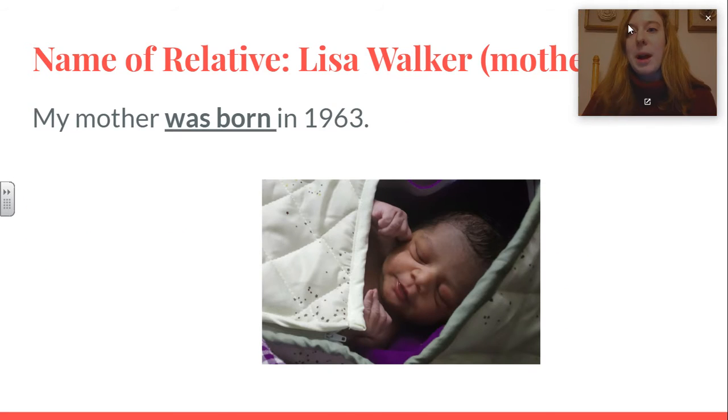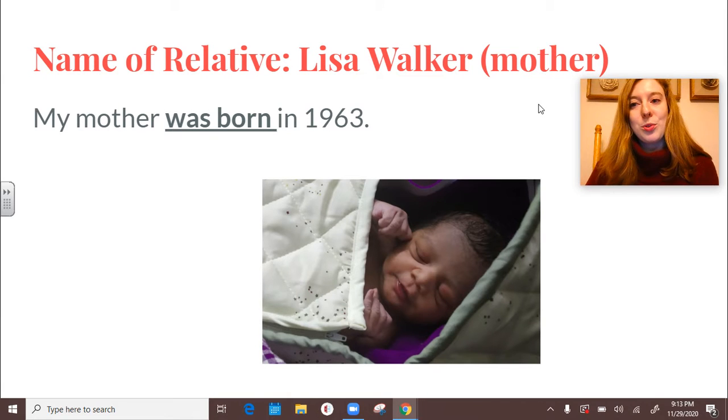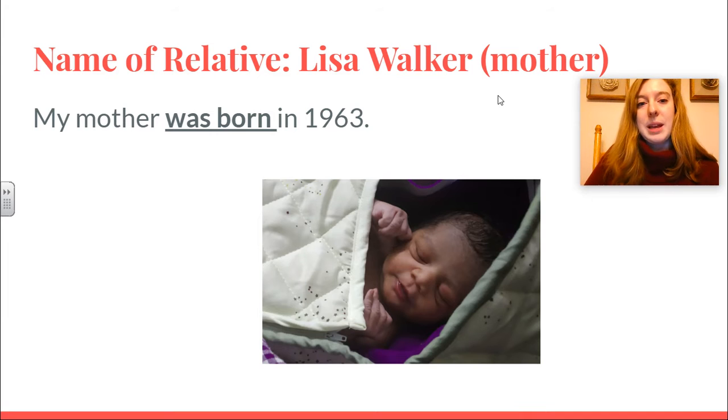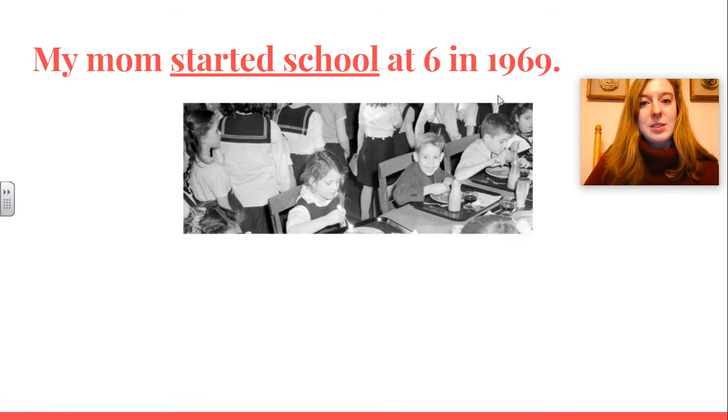Okay, so my mother, and these pictures are from Google Image, not my real mother's pictures, because they're very old and hard to find. But so my mother's name is Lisa Walker. My mother was born in 1963. So you see here, remember our vocab word was be born, but when you write it in the past, be becomes was. So my mother was born in 1963. So I picked 10 events.